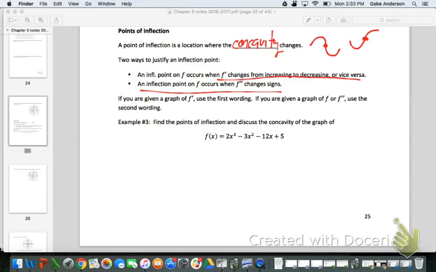So according to my advice, if you're given a graph of f or an equation for f, we should use the second wording. The second wording deals with f double prime changing signs. So what would you guys think to do here with this? Find the f double prime. Yeah, find the second derivative. So that means find the derivative and then differentiate it again. So let's go ahead and do that. A little practice, a little warm-up after the break, doing some power rule work. Let's give it a shot.